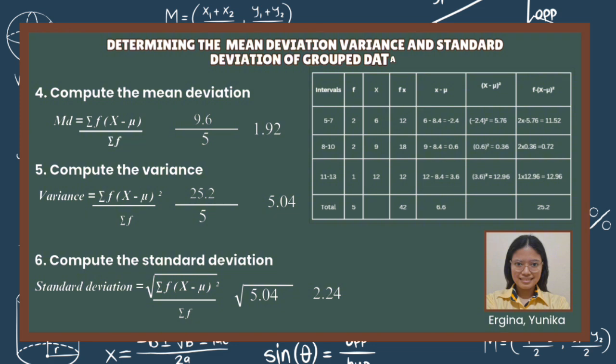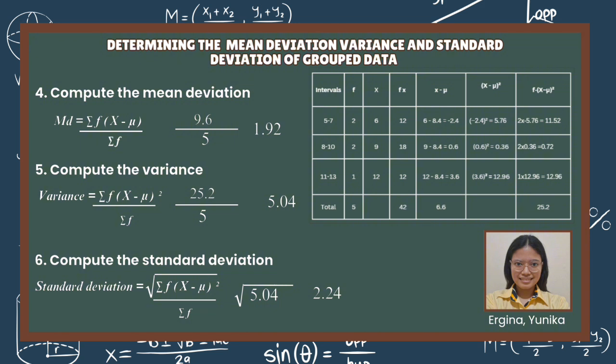Next is to compute the variance. The formula for the variance of grouped data is the summation of frequency times midpoint minus mean, squared, divided by the summation of frequency. Our summation for the frequency times midpoint minus mean squared is 25.2. Our summation for frequency is 5. So 25.2 divided by 5 is 5.04.